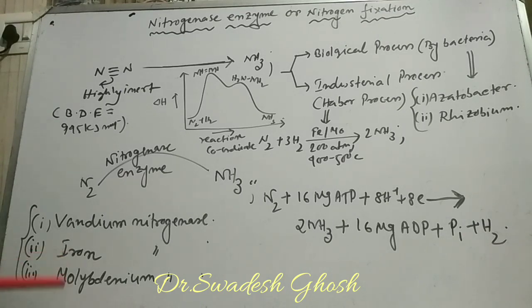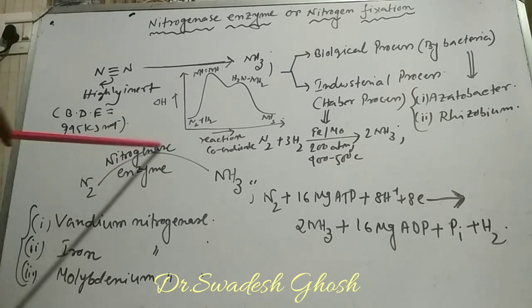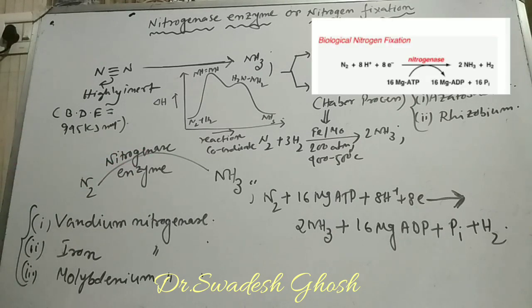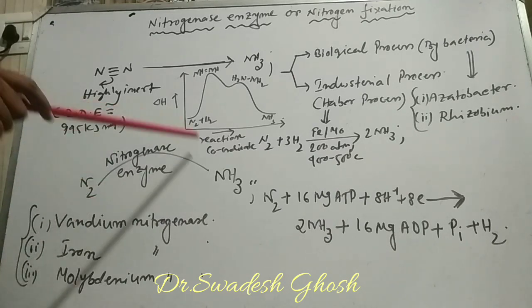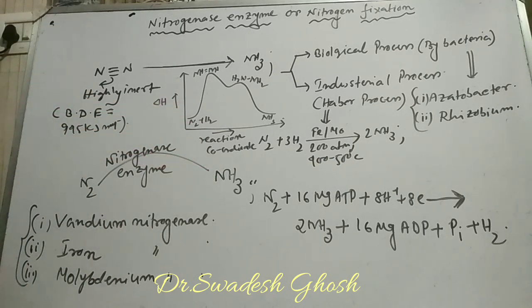But nitrogen in the biological system can form ammonia very easily in the presence of the nitrogenase enzyme. This conversion of atmospheric nitrogen to ammonia in the presence of the nitrogenase enzyme is known as nitrogen fixation.